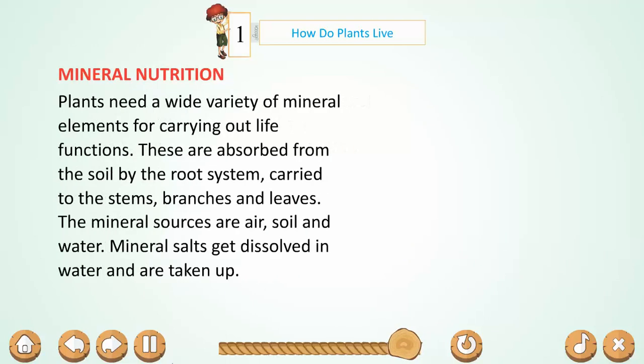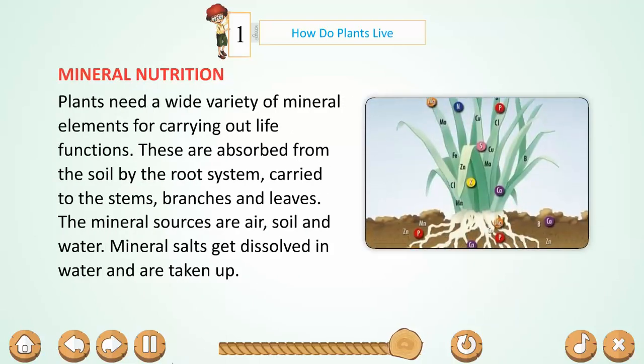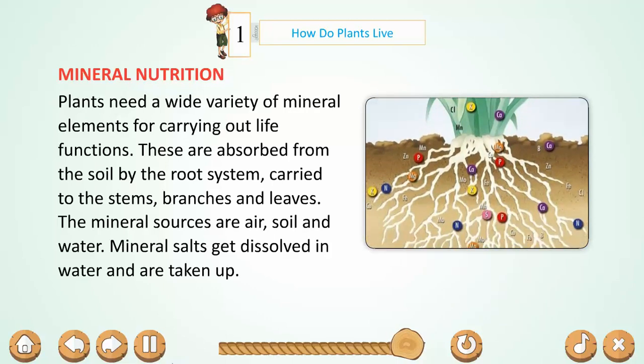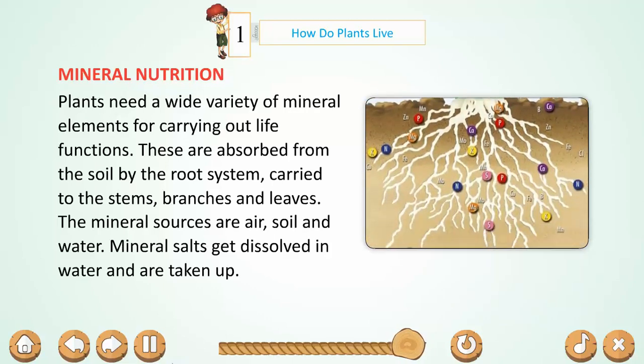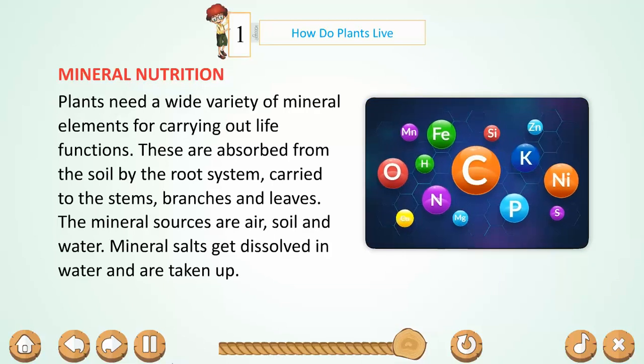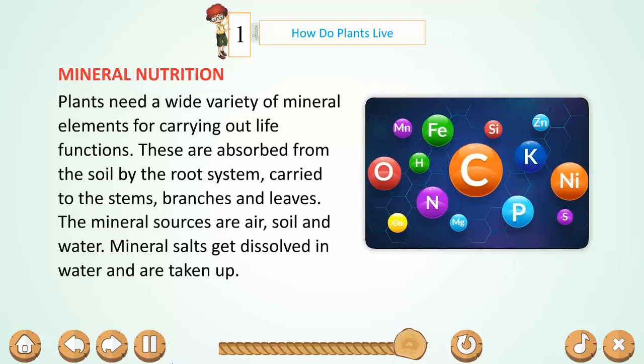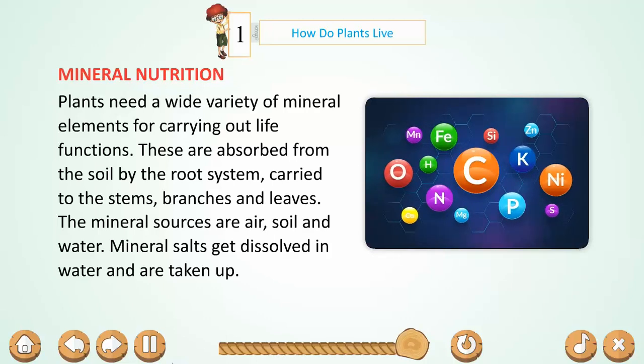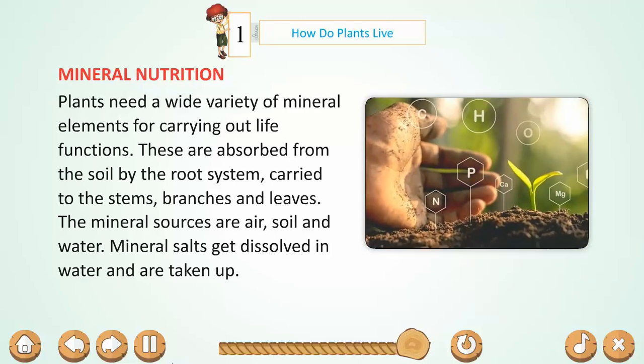Mineral nutrition. Plants need a variety of mineral elements for carrying out life functions. These are absorbed from the soil by the root system and carried to the stems, branches and leaves. The mineral sources are air, soil and water. Mineral salts get dissolved in the water and are taken up.